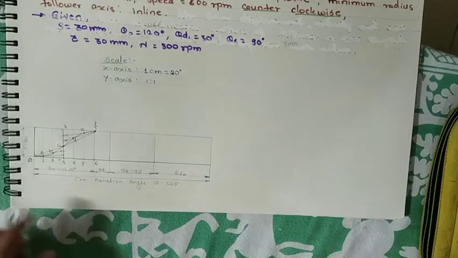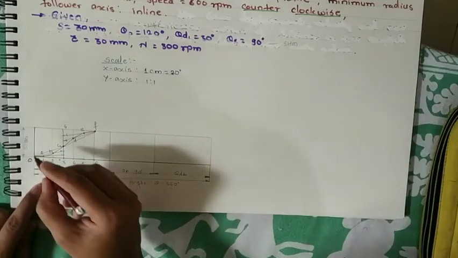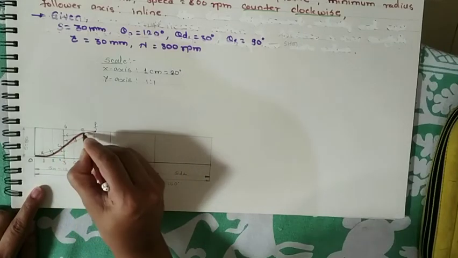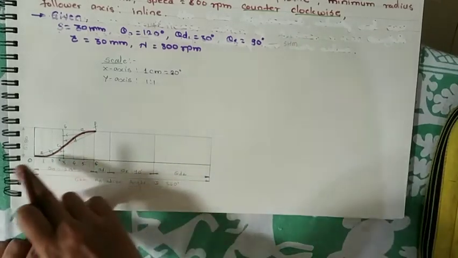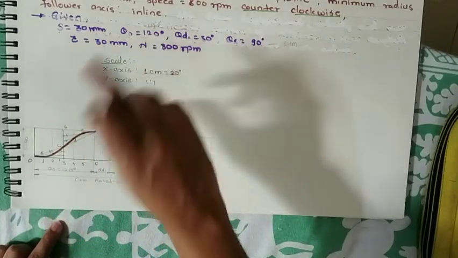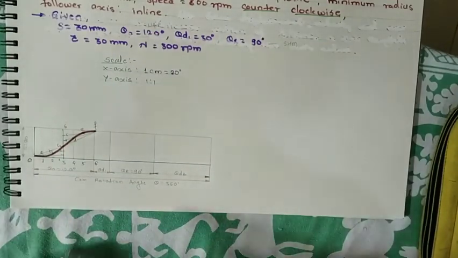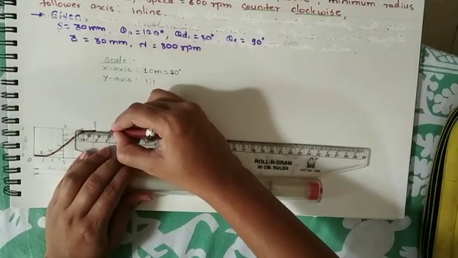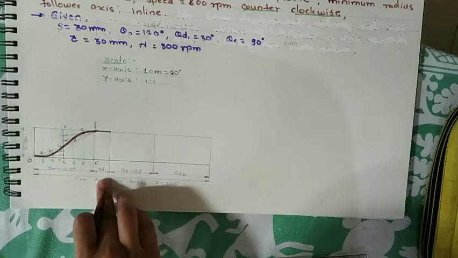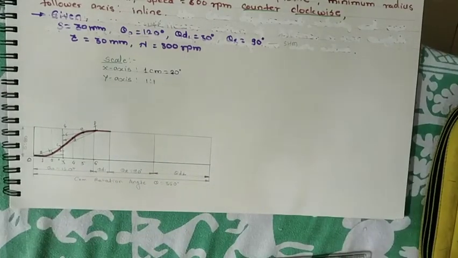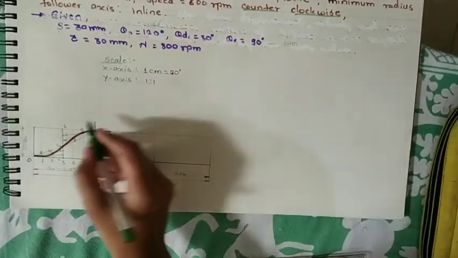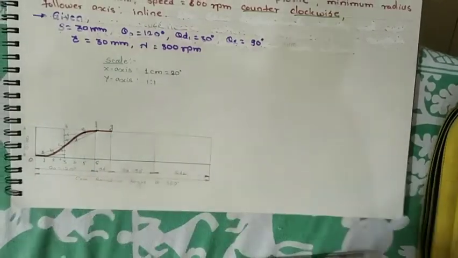So this red line, let me just darken it. This brown line represents the uniform acceleration and deceleration of the follower during the outstroke. After that there is a dwell period. So the same position remains for this angle theta D1. We'll just mark a line and then give the name for the next point as G.